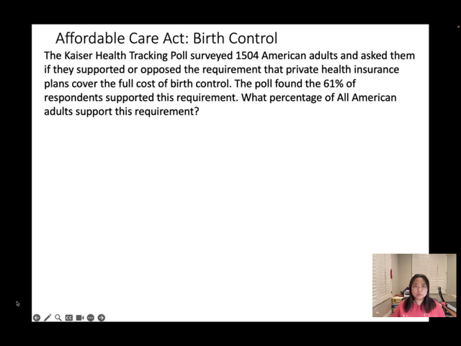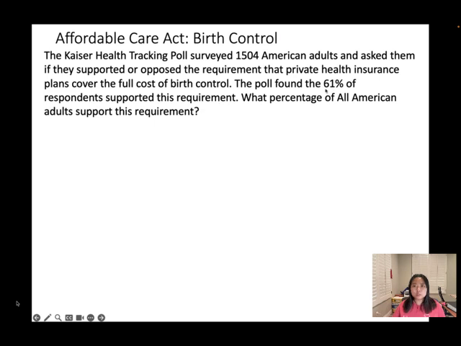Look at this example. The Kaiser Health Tracking Poll surveyed 1,504 American adults and asked them if they support or oppose the requirement that private health insurance plans cover the full cost of birth control. The poll found that 61% of respondents support this requirement. What percentage of all American adults supports this requirement? So you can see that we have the survey, and these are the people who took this survey, and they found that 61% of respondents support this requirement.